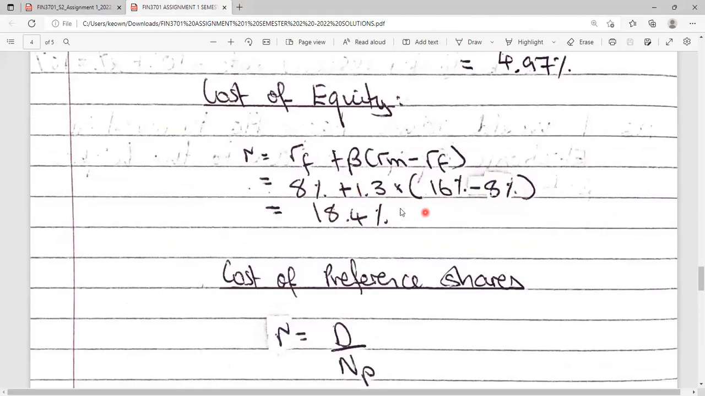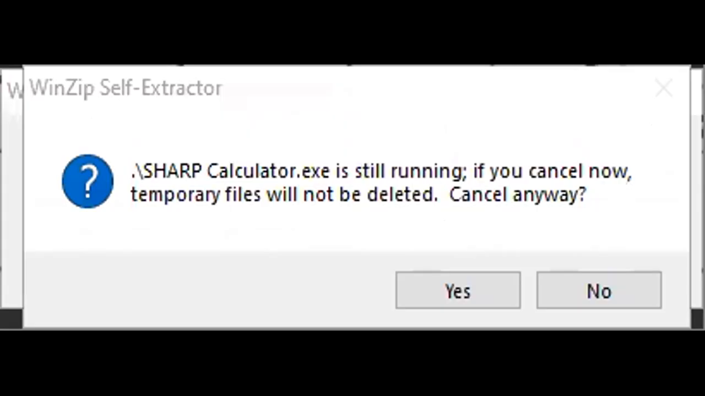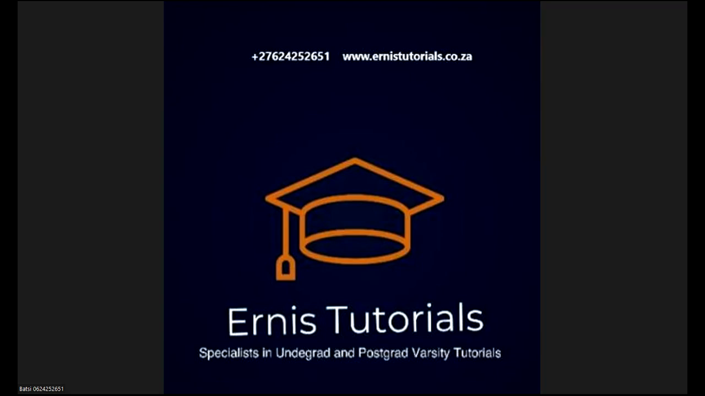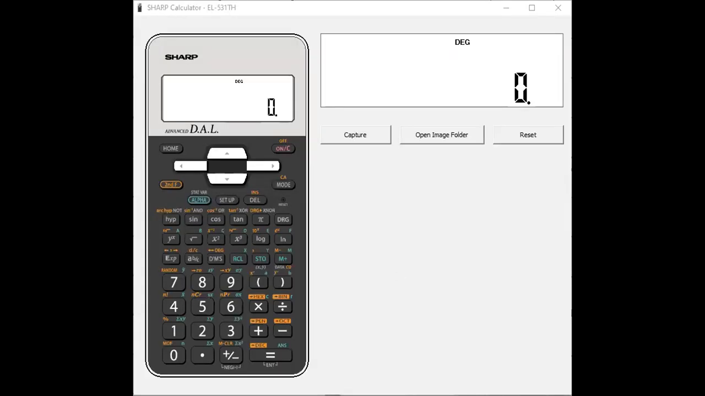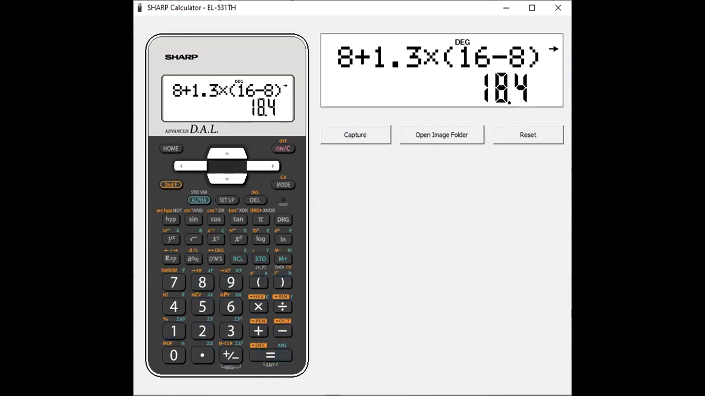And then remember BODMAS, it's 8 plus 1.3 times open bracket 16 minus 8. So it's better to just use your calculator to do all of this. Let's put the calculator here. Be careful of BODMAS. Just enter everything in at once. Don't do things bit by bit, okay? So 8, 1.3, 16, 8. So you would say 8 plus 1.3 times open bracket 16. You see, I'm doing it all at once. And then I get my answer, which is 18.4.